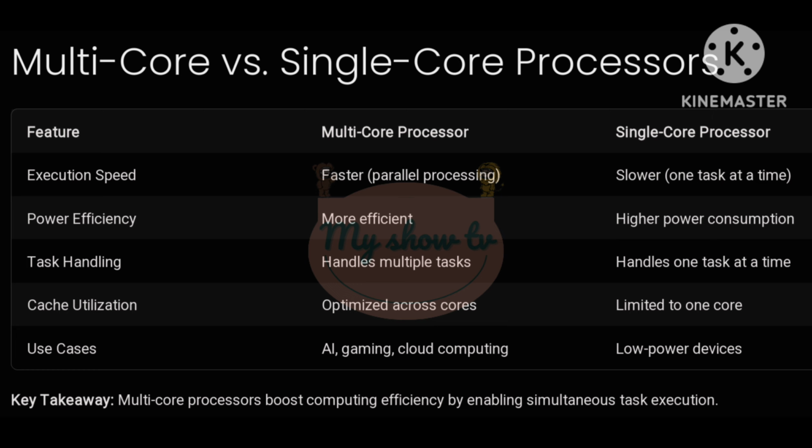Example: a quad-core Intel Core i7 processor can run multiple applications simultaneously, such as video editing, web browsing, and gaming, without slowdowns. In contrast, a single-core microcontroller in an IoT device can only perform basic tasks like reading sensor data. Key takeaway: multi-core processors are the foundation of modern high-performance computing, enabling faster execution, efficient multitasking, and power optimization. They outperform single-core processors in almost all modern computing environments.